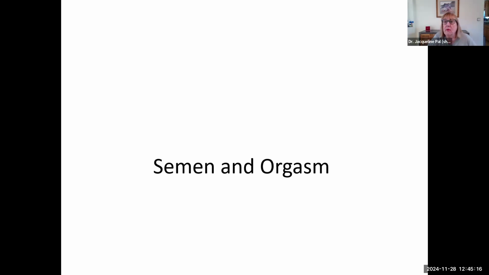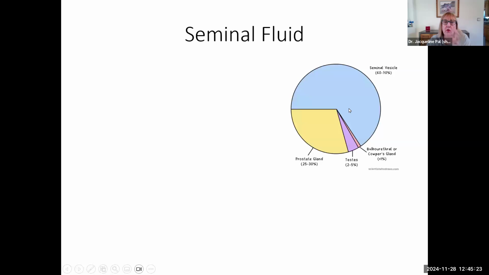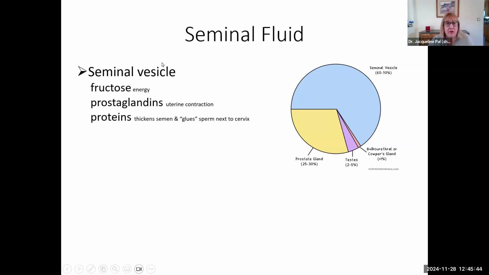In this section, we're going to learn about the contents of semen and learn how physiologic an orgasm occurs. So, semen consists of two parts, the sperm and the seminal fluid. When we look at seminal fluid, we can see it has multiple components, the smallest component of which is going to be coming from the testes, which are where the sperm are originating. So 2/3 of it comes from the seminal vesicle.